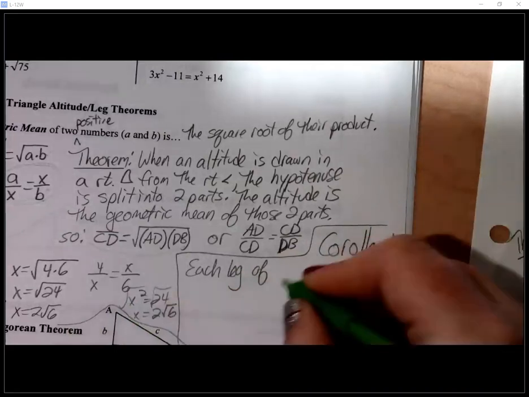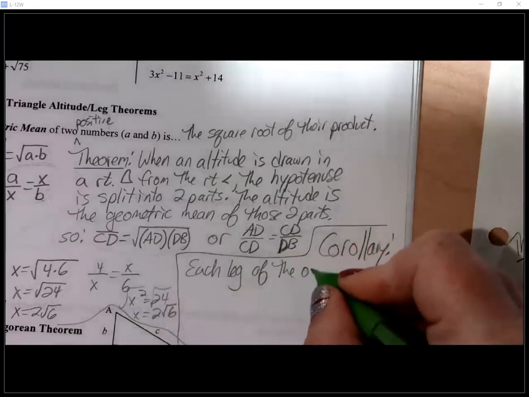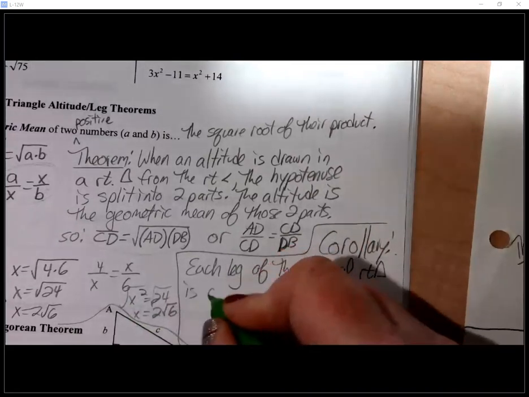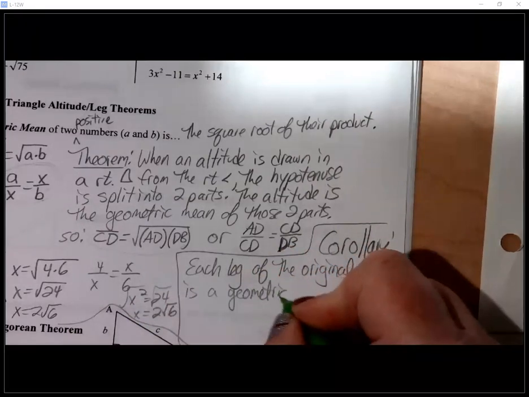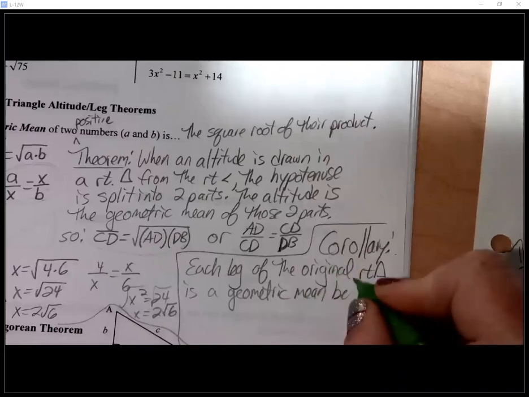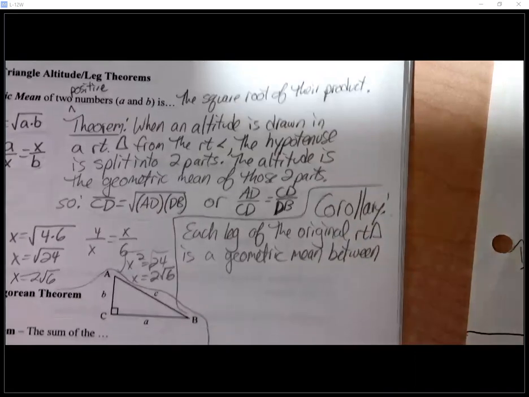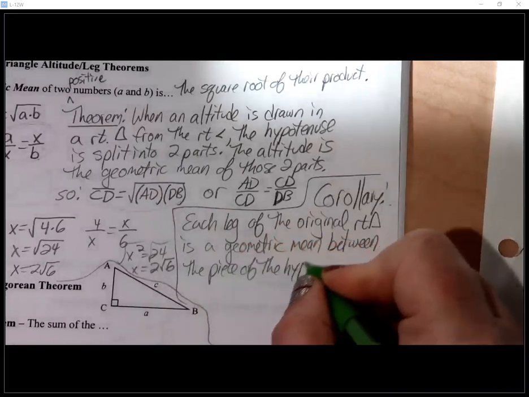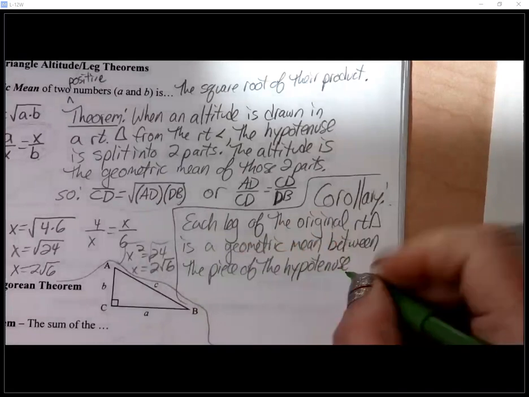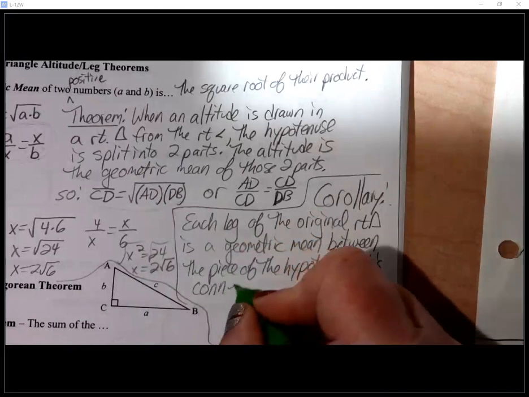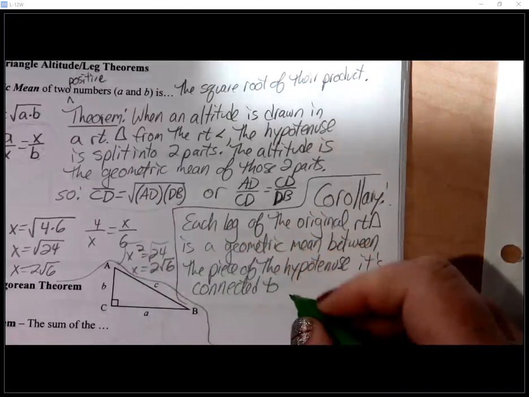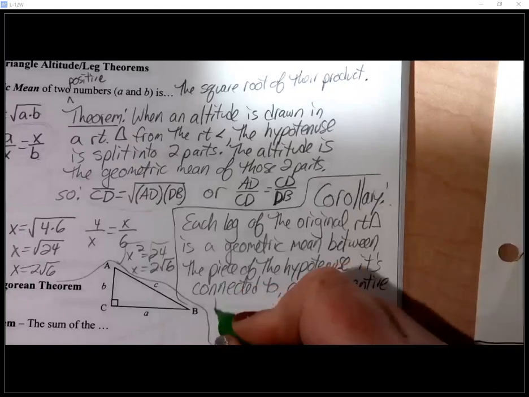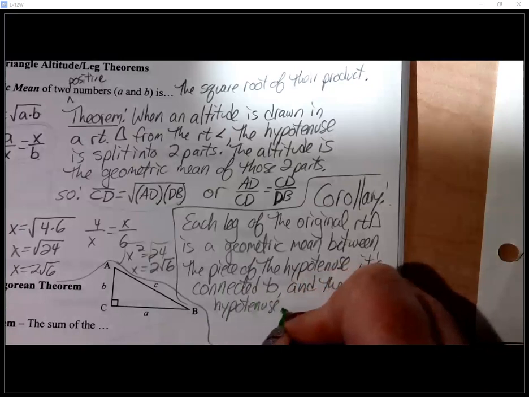Each leg of the original right triangle is a geometric mean between the piece of the hypotenuse it's connected to and the entire hypotenuse. All right, let me give you a moment to jot that down, and then I'll show you exactly what I'm talking about.